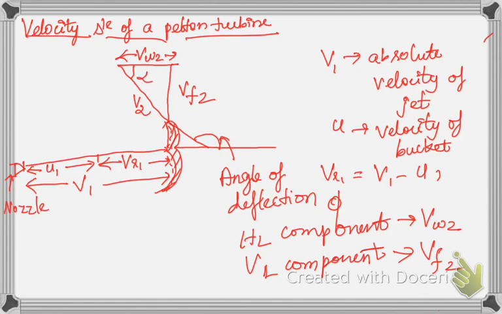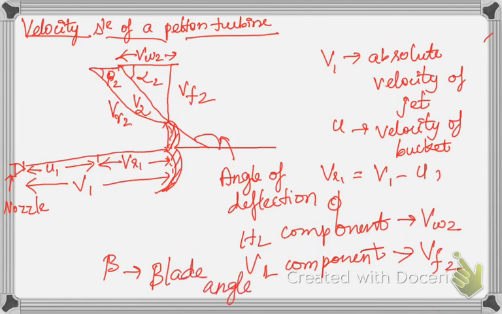Then we have to denote our relative velocity. With respect to the bucket, this will be my relative velocity, which is VR2, and this will be the blade angle. The blade angle I am denoting as beta 2. This is alpha 2, and beta is the blade angle. Once the relative velocity is denoted, we have to denote the velocity of the bucket, which is my U2.